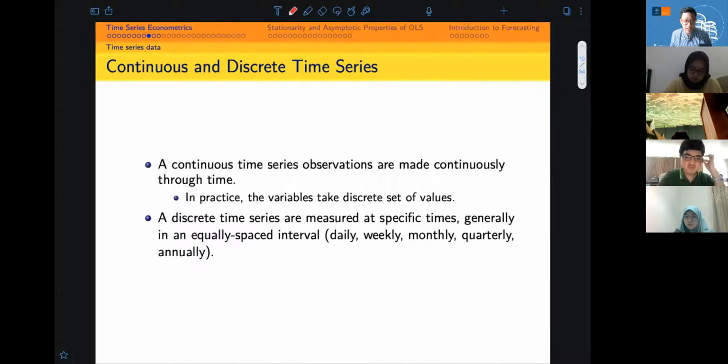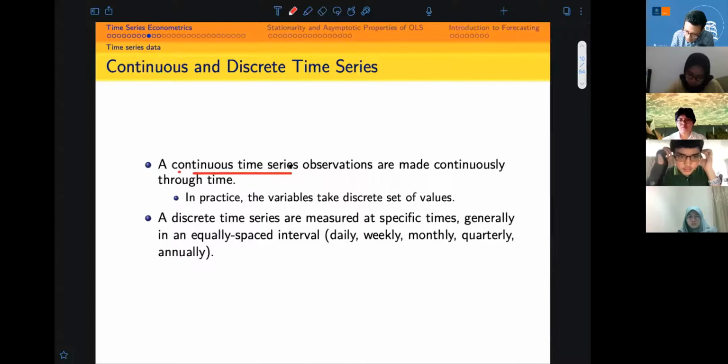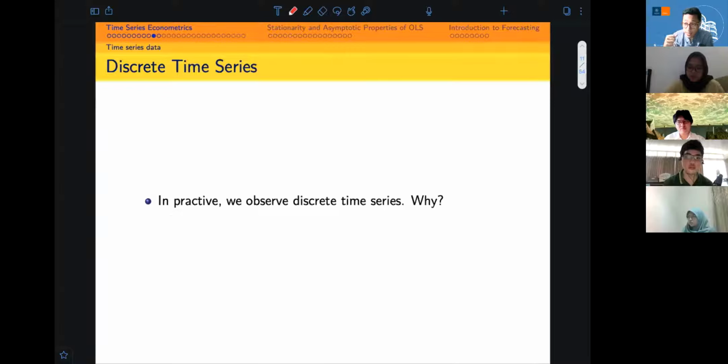However, before we go into that particular slide, I'm going to provide you with a brief discussion on continuous and discrete time series. Okay, so I'll start with continuous time series. In a continuous time series, observations are made continuously through time. So in practice, the variables take a discrete set of values. And discrete time series are measured at specific times in equally spaced intervals, for example daily, weekly, monthly, quarterly, and annually. So basically a lot of the time series data that you'll see is discrete time series, because you see it at equally spaced intervals.